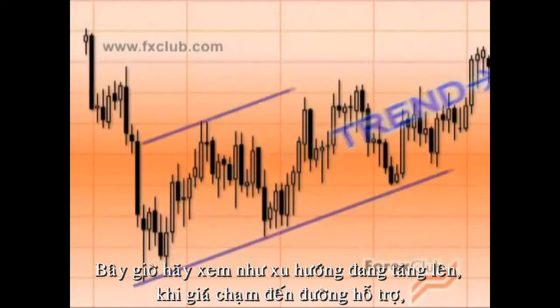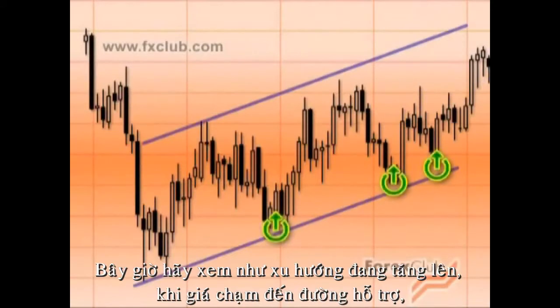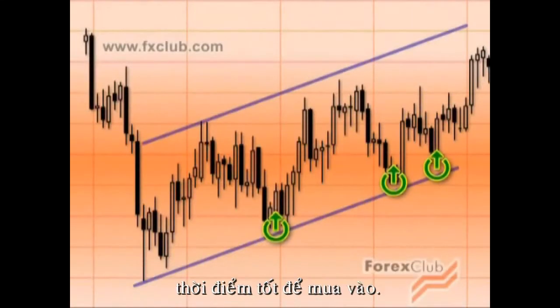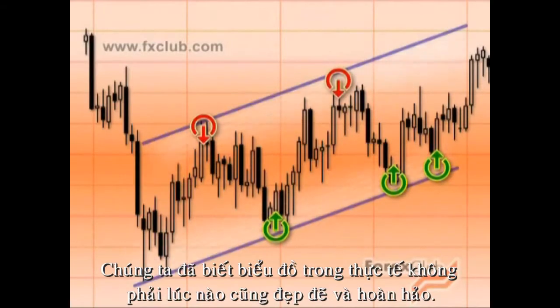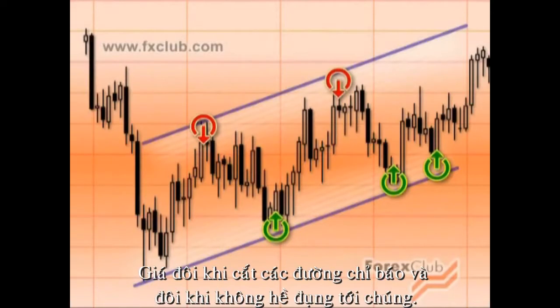Now let's say the trend is rising. When price touches the support line, it's a good time to buy. And when price nears the channel line, it's a good time for profit taking. But we also know that charts in reality are not always pristine and perfect. Price sometimes crosses the lines and sometimes it doesn't reach them.